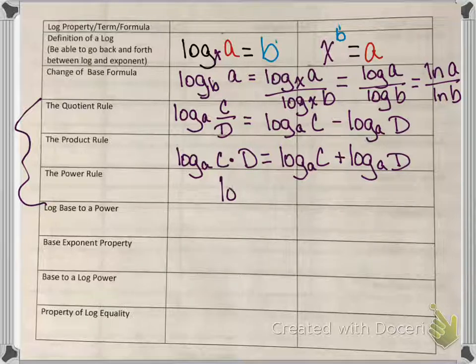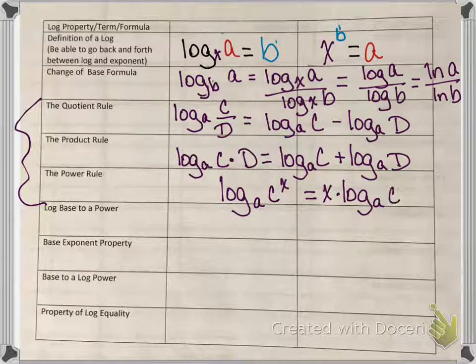What I do with the power rule is I'm allowed to move my exponent. So if I have log base A of C to the x power, what I am going to do with the power rule is I'm going to take that x and put it in front of my log. And then that's going to be multiplication. We use this all the time. So it's going to be x times log base A of C. Sorry, I am taking the x, which is the exponent, and I'm putting it in front of the log, and I'm multiplying.